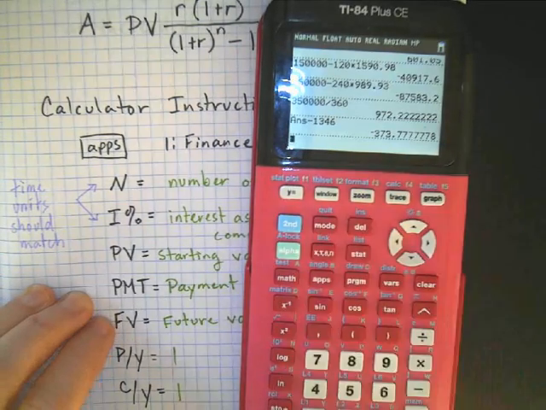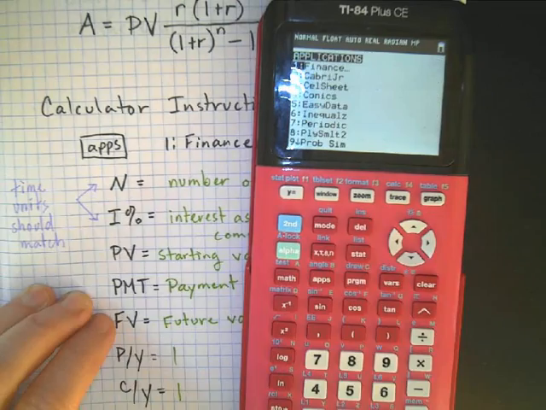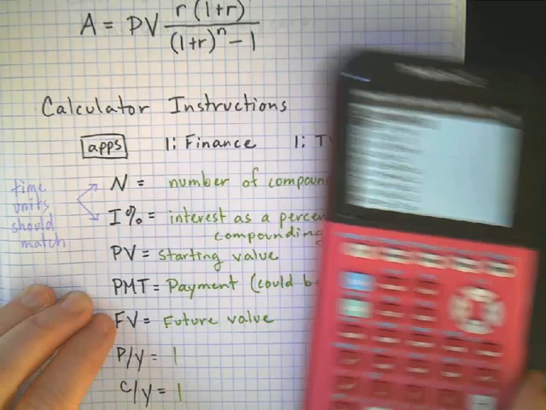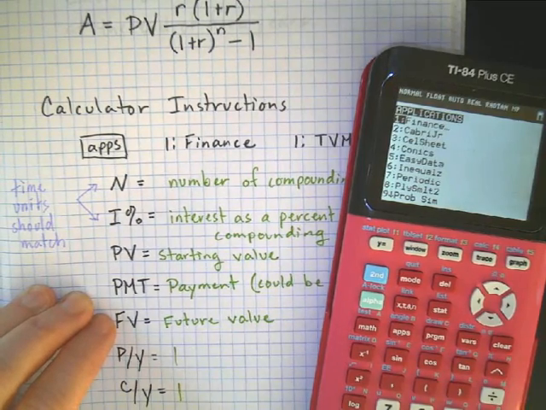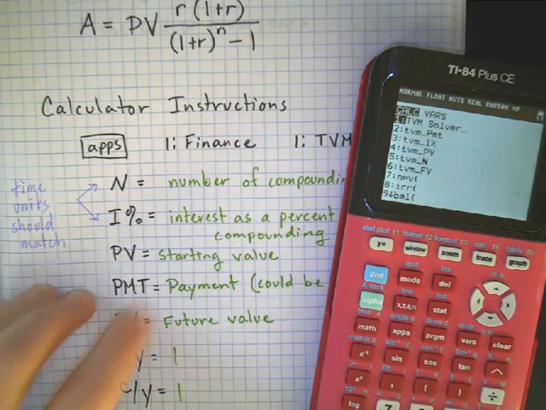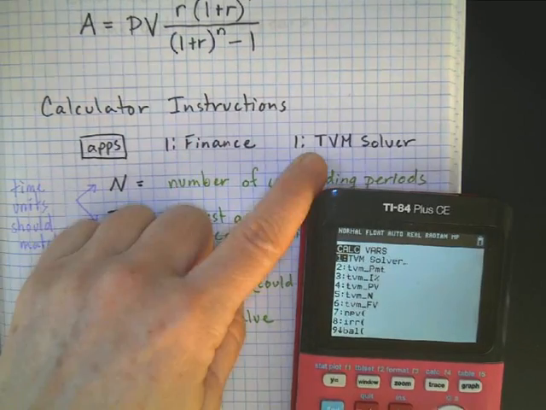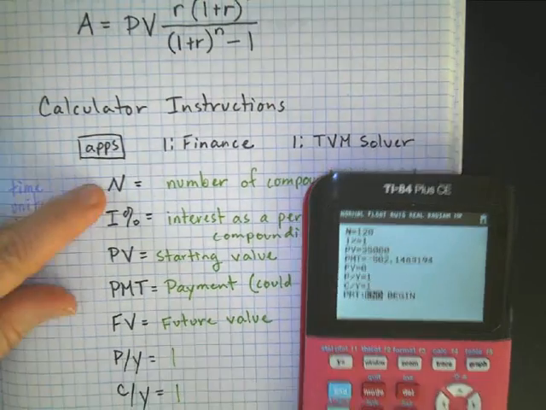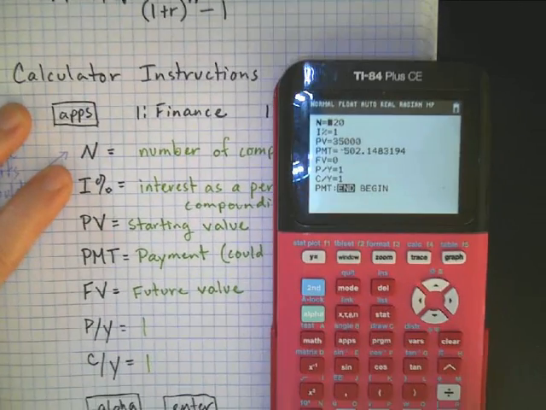You go to Apps, and then the first option, option 1, and then option 1 again, TVM Solver. Okay, so option 1, option 1. Then it gives you these variables that you need to fill in.